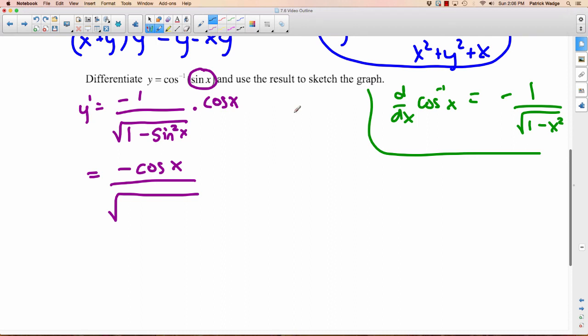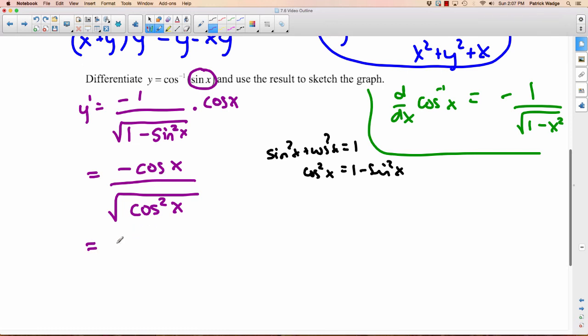What does this make you think of? Makes me think of this again, sine squared x plus cosine squared x equals 1. Or if I take this sine squared x and move it over, I'll have cosine squared x equals 1 minus sine squared x. So where it says 1 minus sine squared x here, I can put cosine squared x.